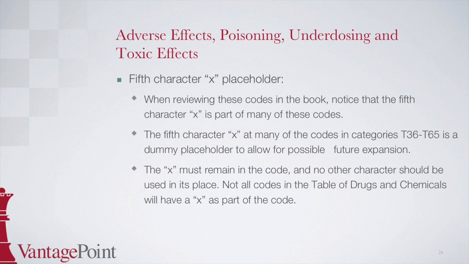For example, if we were to look up accidental poisoning by penicillin, the code in the table of drugs and chemicals is T36.0x1. The X placeholder in the 5th character spot may be replaced by a 1, 2, 3, etc. in the future, as ICD-10 may get more specific as to the type of penicillin poisoning, such as oral versus IV use. Remember, the X must remain in the code and no other character should be used in its place.